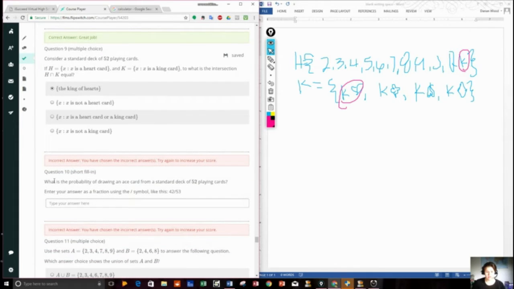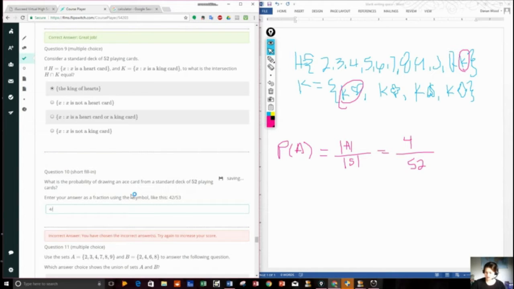Great job. Okay, what is the probability of drawing an ace card from a standard deck of 52 playing cards? Okay, well, the probability that we have an ace is going to equal how many ways can I draw that ace over my total number of outcomes. So the number of times the event that an ace can happen is 4, because there's 4 aces, and the total from 52 playing cards is 52. So we can type in 4 divided by 52.